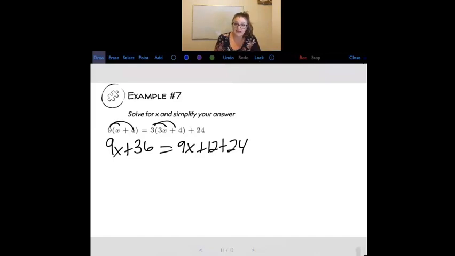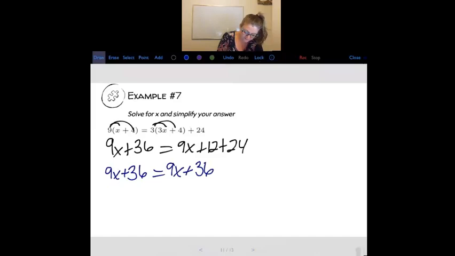I'm going to combine like terms on both sides. On the left-hand side, 9x and 36 are not like terms. On the right-hand side, we have 9x plus 12 plus 24, which is 36. Look at what you have: 9x plus 36 equals 9x plus 36. So this is always true.